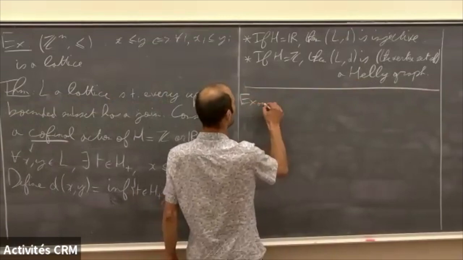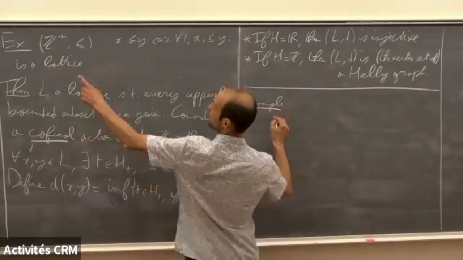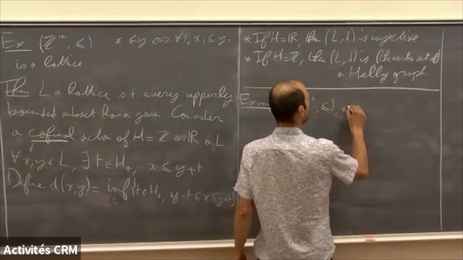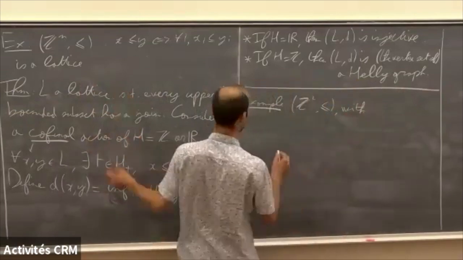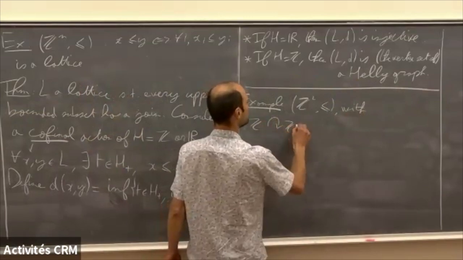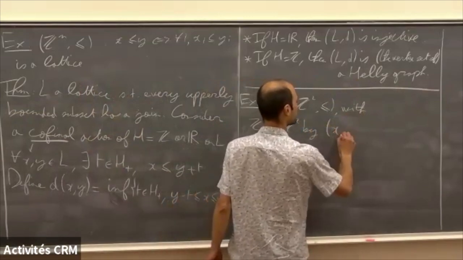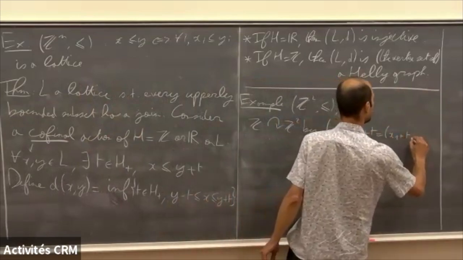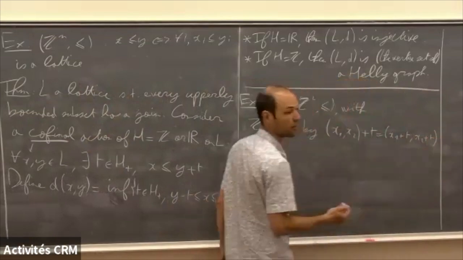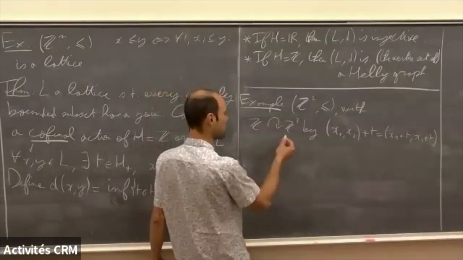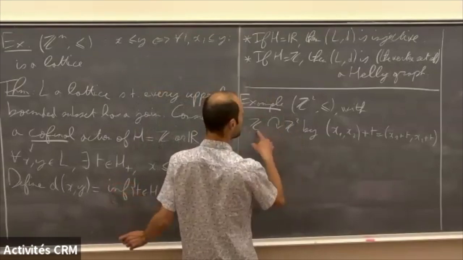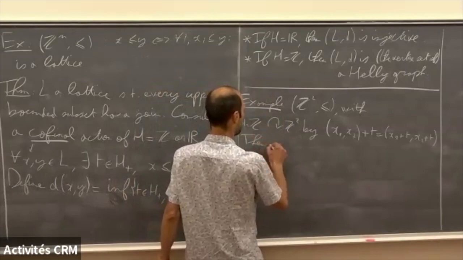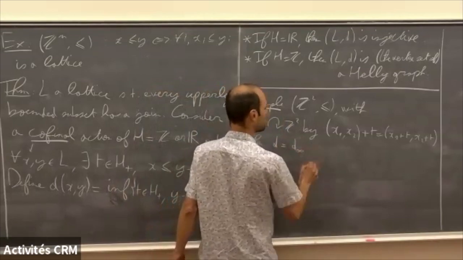So if I take this same example with just Z^2, with the action of Z acting on Z^2 by (x1, x2) + t = (x1 + t, x2 + t). Okay. Then what is the distance you get from just this action of Z, which is H, on Z^2? It is the L infinity distance.